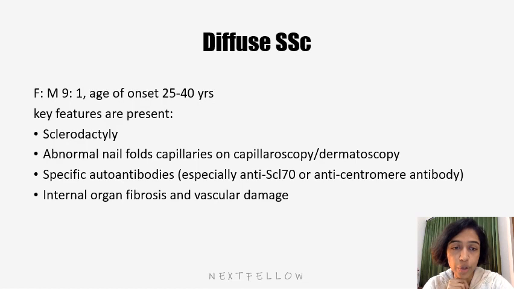Specific autoantibodies. In diffuse systemic sclerosis, the anti-SCL70, okay, or the topoisomerase, it's called topoisomerase 1, and the anti-centromere antibody are important for diagnosis. And you have internal organ fibrosis and vascular damage.